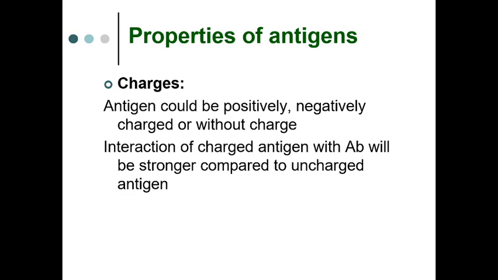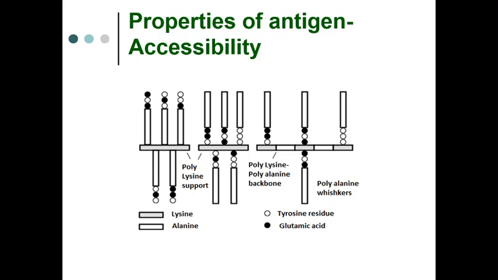Such purely extracted antigens are generally used for immunization purposes, that is, for vaccination, or to develop antibodies in animals to prepare diagnostic kits. So the charges on the antigens play an important role as far as interaction with the antibody is concerned, but it is not absolutely necessary. Coming to the next property, that is accessibility of the antigenic determinants, or antigenic epitopes, or immunodominant groups of the antigen.